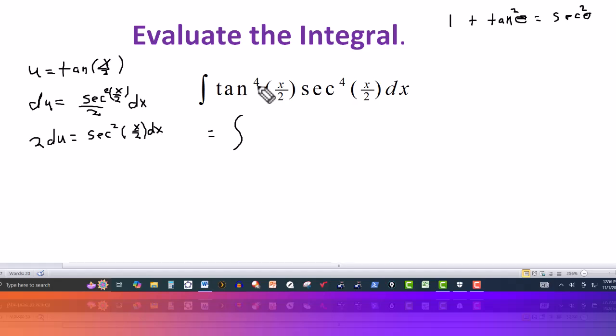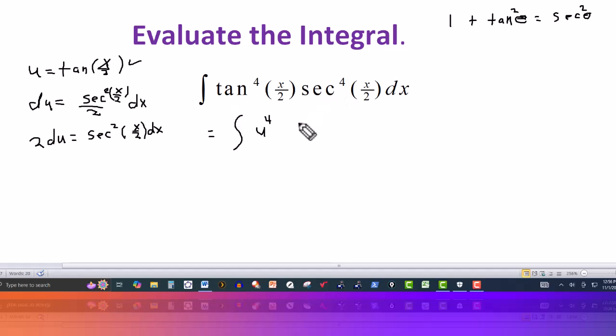So tangent to the fourth of x over 2 can be replaced by u to the fourth. So u is tangent, so putting u here, this will be u to the fourth. I'm trying to transform this integral into one involving the variable u. So I got that much right there.